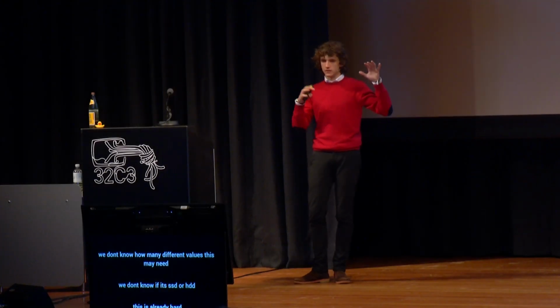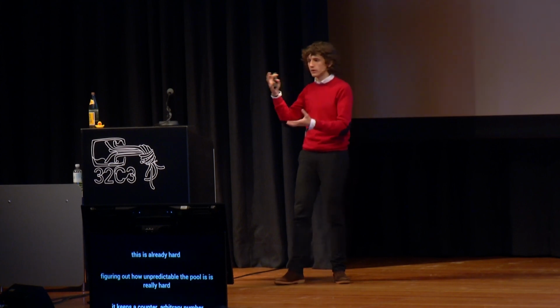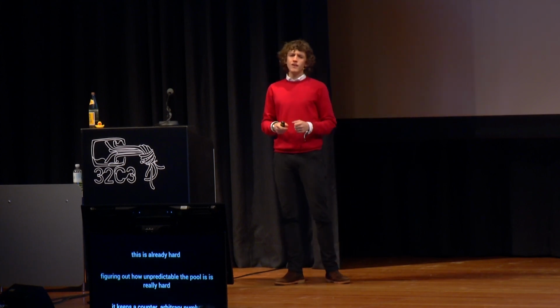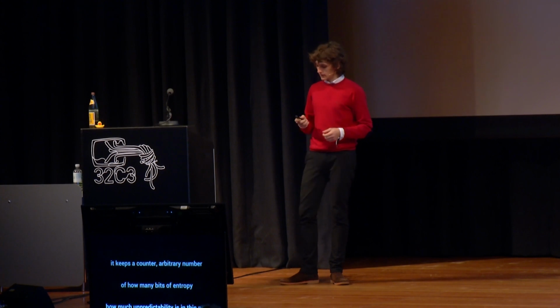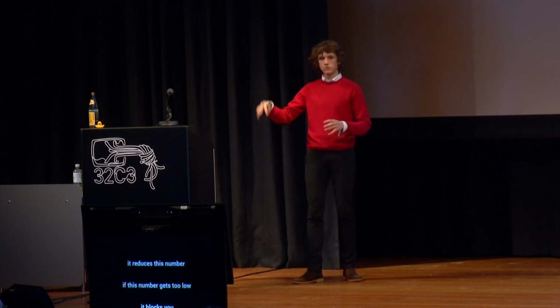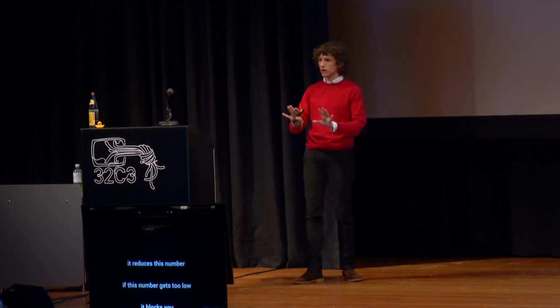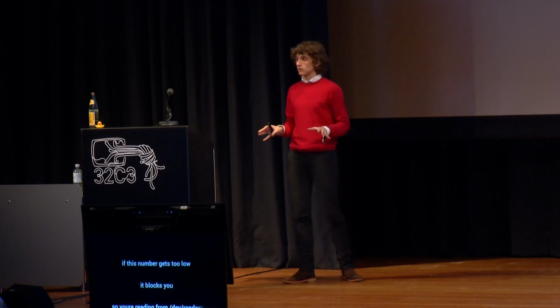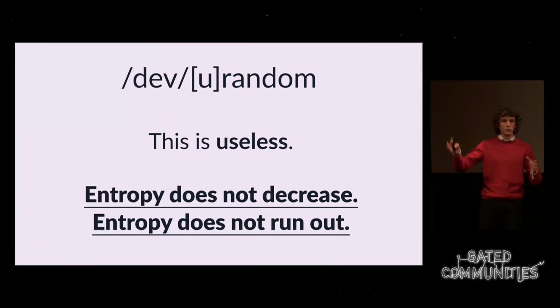So it keeps a counter, an arbitrary number of how many bits of entropy, how much unpredictability there is in this pool. And then, when you run the hash function on the pool, it decreases this count. It reduces this number. And if this number gets too low, it blocks you. So you're reading from the random, this number dwindles, and now you're still reading, but you're blocked until more unpredictable events happen. This is useless in the modern world, because entropy does not decrease. Entropy does not run out and everything freezes.